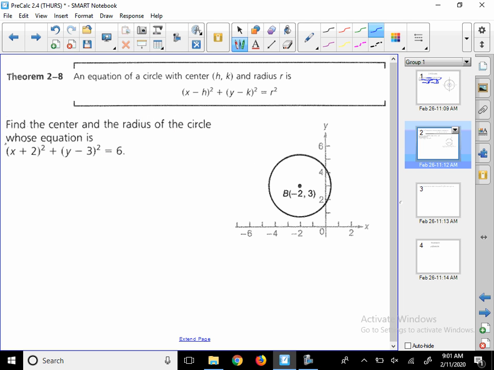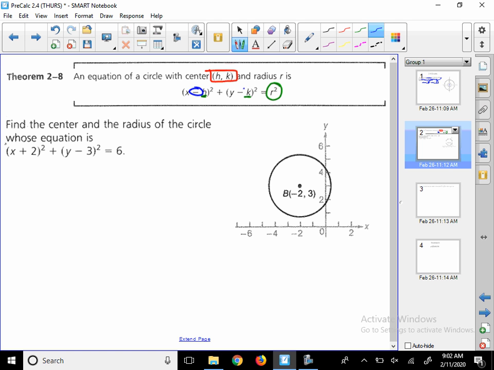The general form of the equation of a circle with center at (h, k), make sure you know that, and radius r is (x minus h) squared, notice x minus the x value of our center point, plus (y minus k) squared, y minus the y value of our center point, is equal to r squared. Pay attention to that. That catches a lot of people. They see an 8 there, they think the radius is 8. Not the case.